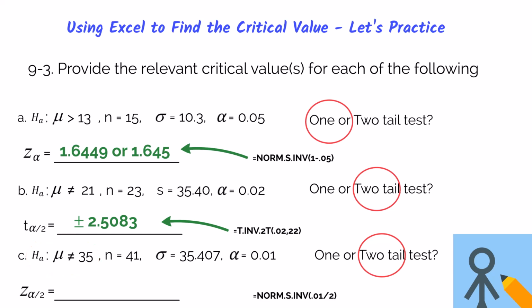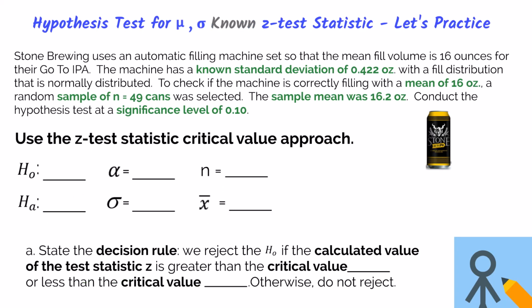We will input equals norm.s.inv, and don't forget for a two-tailed test for the Z critical value, we need to divide the alpha by 2 for both tails. So we input 0.01 divided by 2, and we get plus or minus 2.5758. If you're curious why we get the negative number in Excel, that is because we are calculating the Z value for the lower tail, and then we use that number for both tails since we divided the alpha in half. Let's go ahead and pull this all together and work through a practice problem.